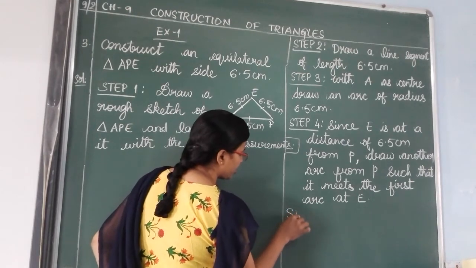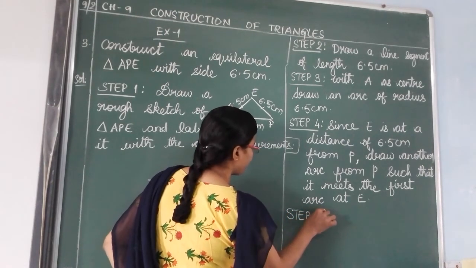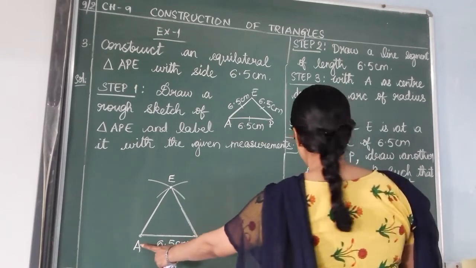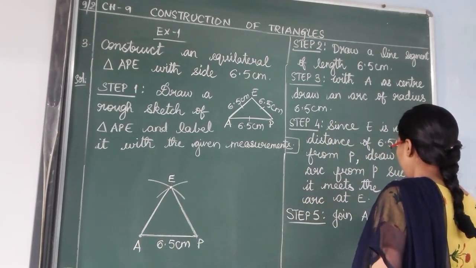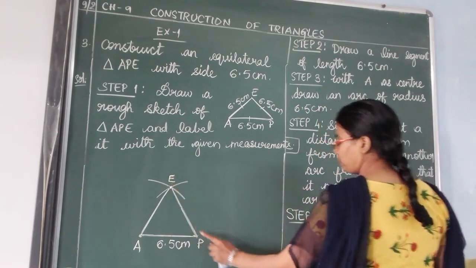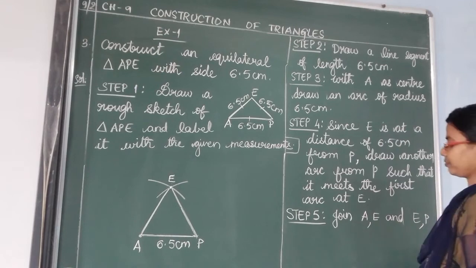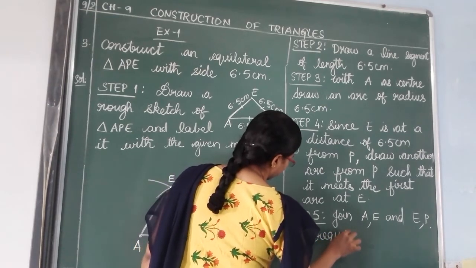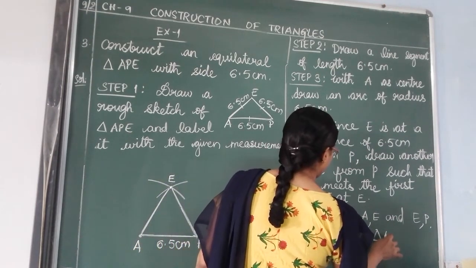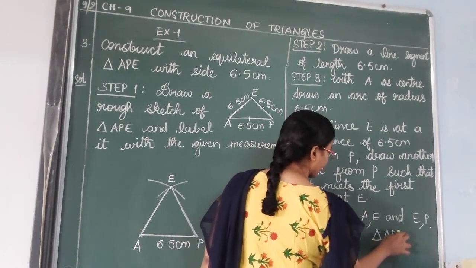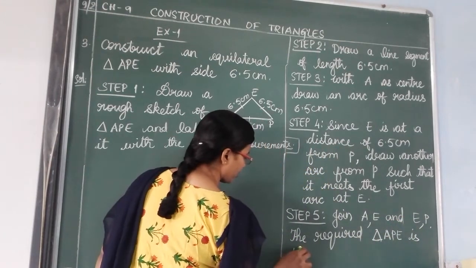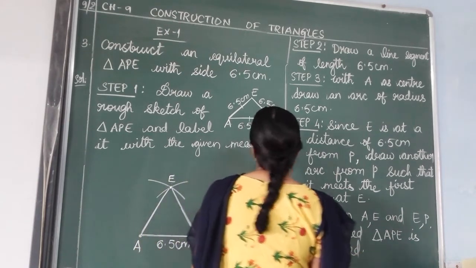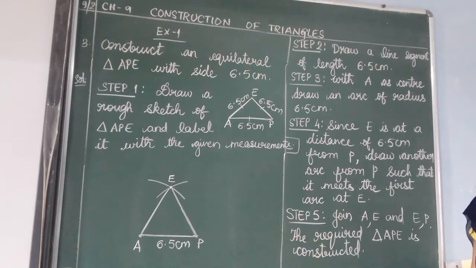Now let us write step 5. Step 5 is join. What are we going to join? AE and EP. Okay, we have joined the required triangle. Triangle APE is constructed. Required triangle APE is constructed. Understood this, children? Copy in your classwork books.